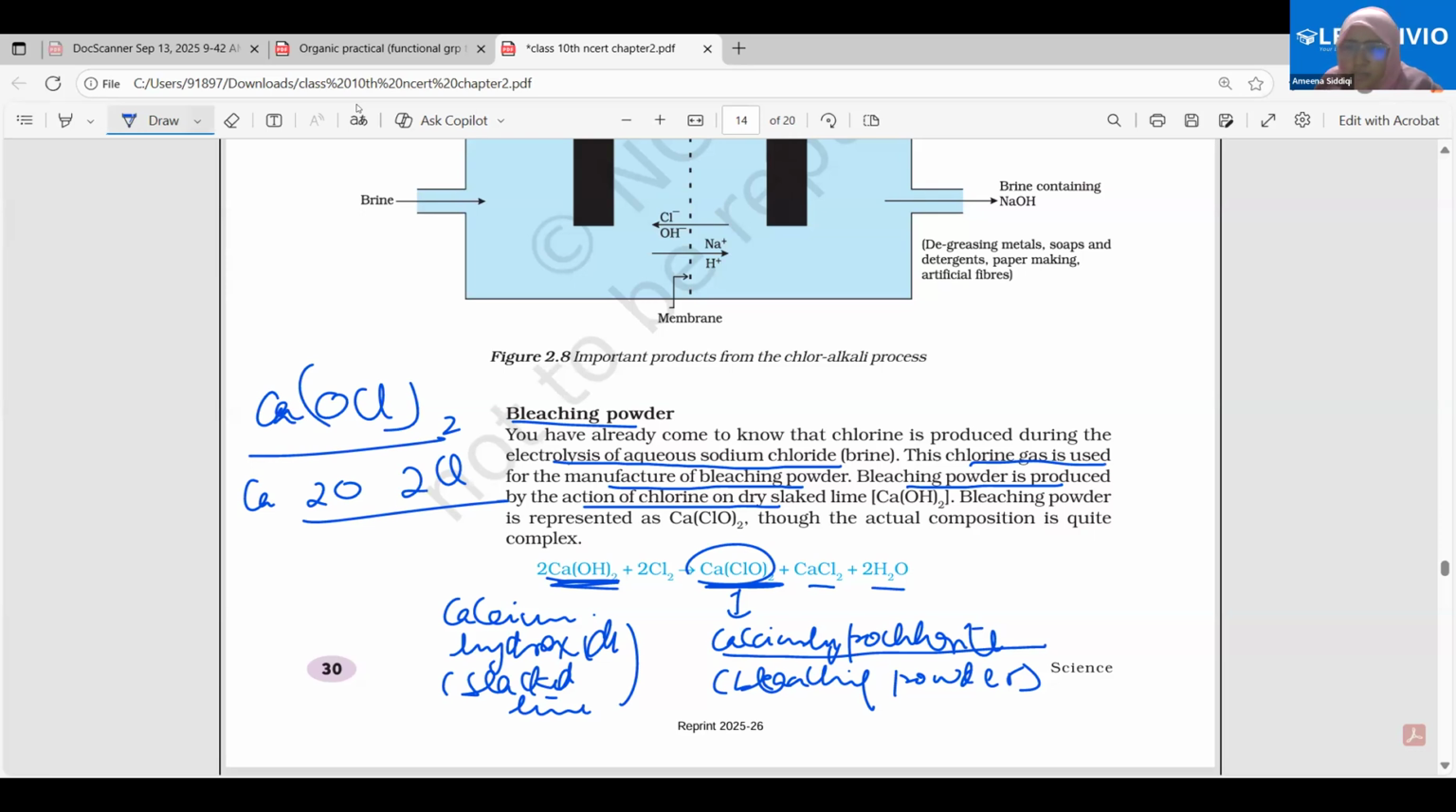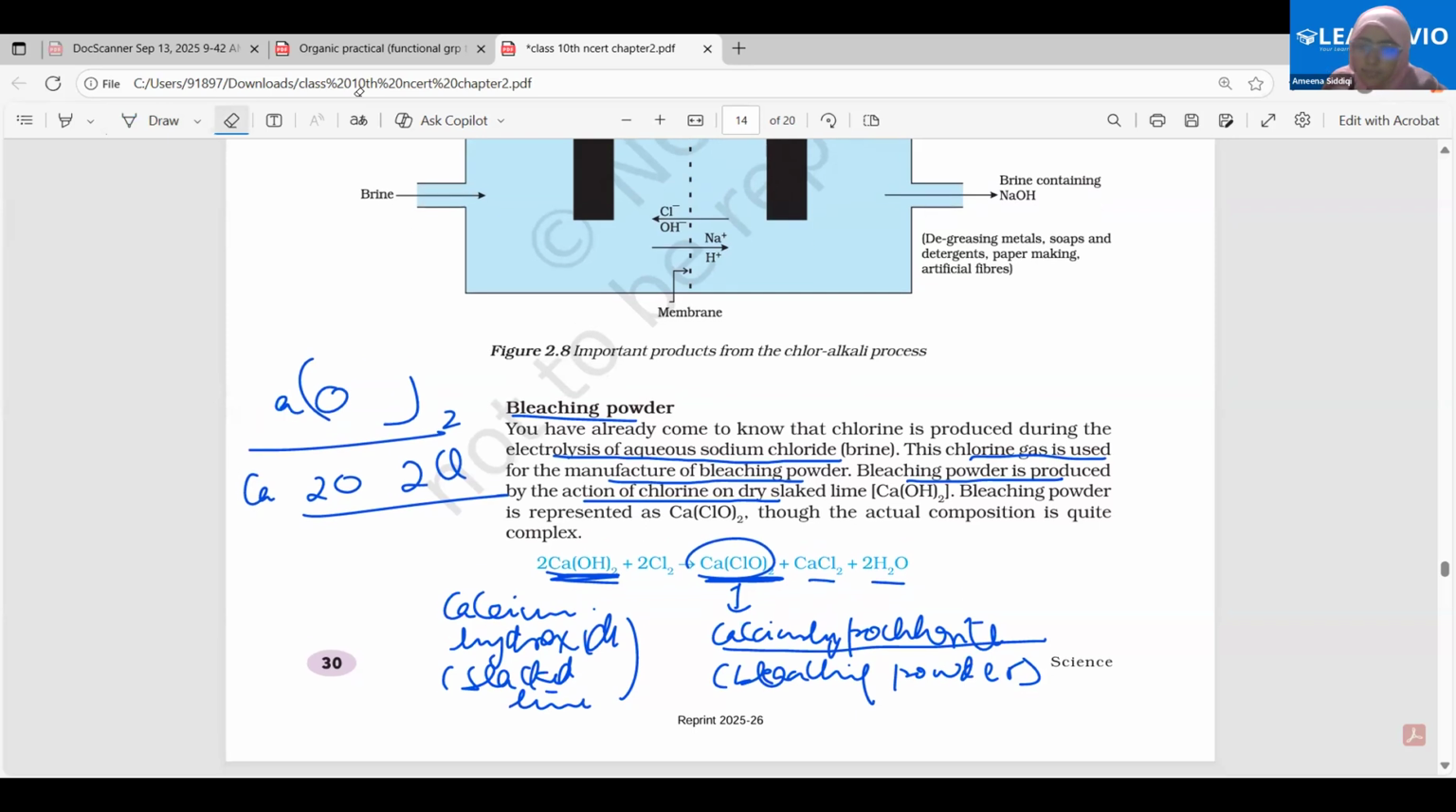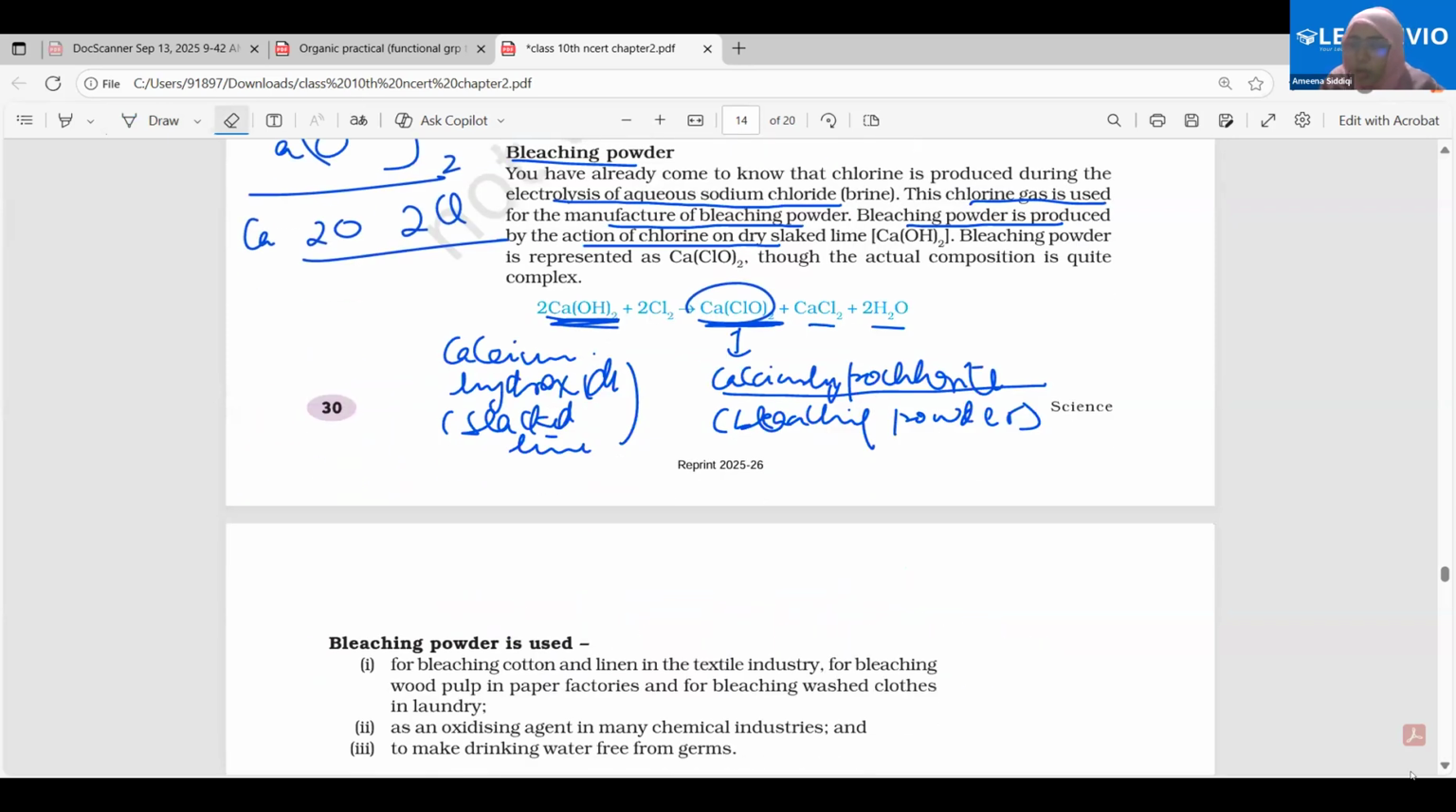Any confusion here, Afshin and Alpha? No, ma'am. Saad, is it clear? How do we get the bleaching powder? What is the component from the electrolysis of sodium chloride that is actually useful for the production of bleaching powder? Answer, children, answer.